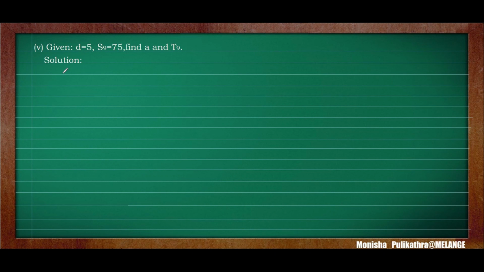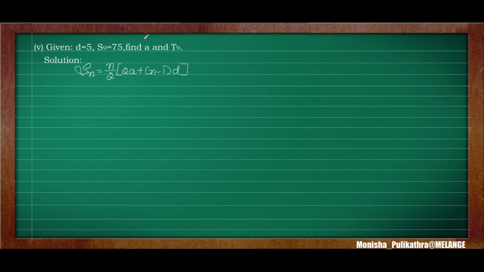Moving on to the fifth problem. Here d is given, the common difference is 5. S9, the sum of 9 terms, is 75. We need to find the first term a and the ninth term. Okay, so since S9 is given here, we need to apply the Sn formula directly. Okay, so Sn is equal to n by 2 into 2a plus n minus 1 into d.